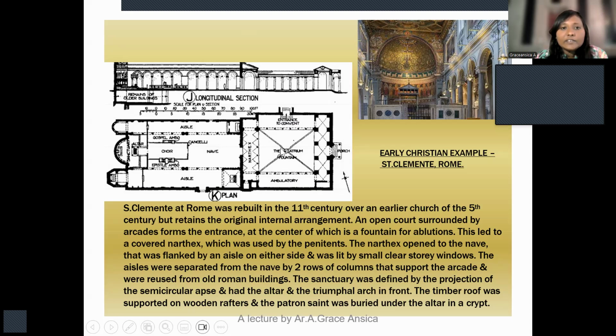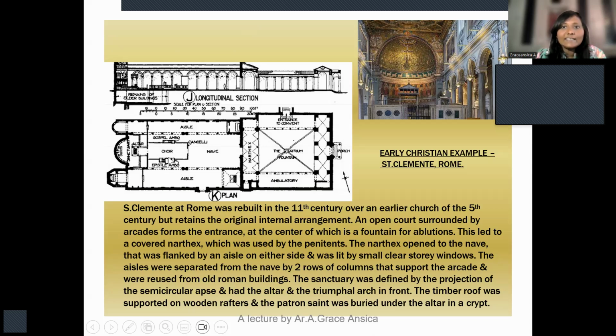And then this atrium, if I pass through the atrium, you can see there is the narthex, the veranda, and it takes me to a portal, that is the entrance. And once I cross the portal, I can see there is a big nave. In the center you can see a choir area, and you can see a small portion over here and here. It is the gospel ambo and epistle ambo.